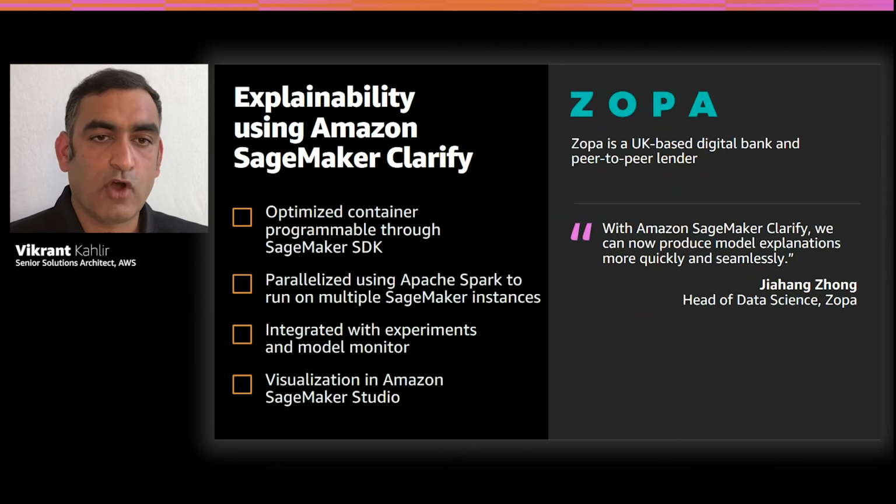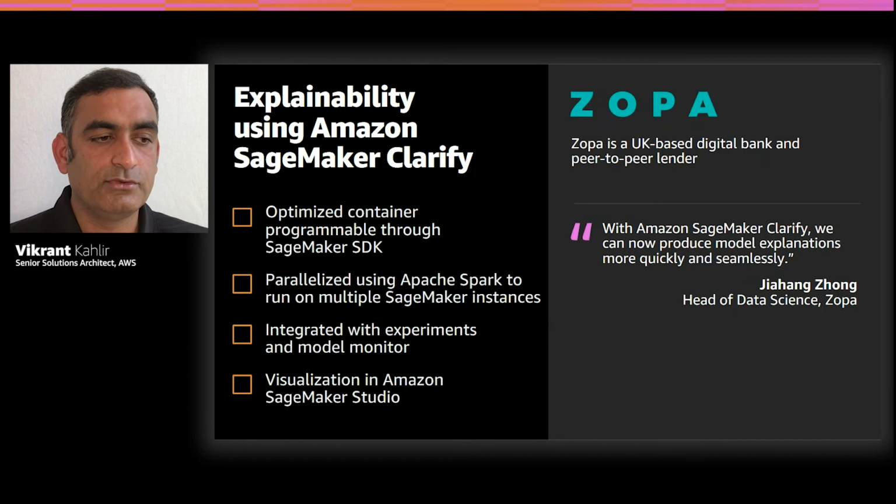Now, another thing that we have optimized is that data scientist and machine learning engineer time needs to be optimized. So there is an opportunity to parallelize the explainability jobs to make them run faster. The way we did it is you can specify more than one SageMaker instance to run your explainability jobs, and we have parallelized it using Apache Spark. This lets you complete the job faster and improve the productivity of data scientists. They don't have to wait long for their explainability results to come back.